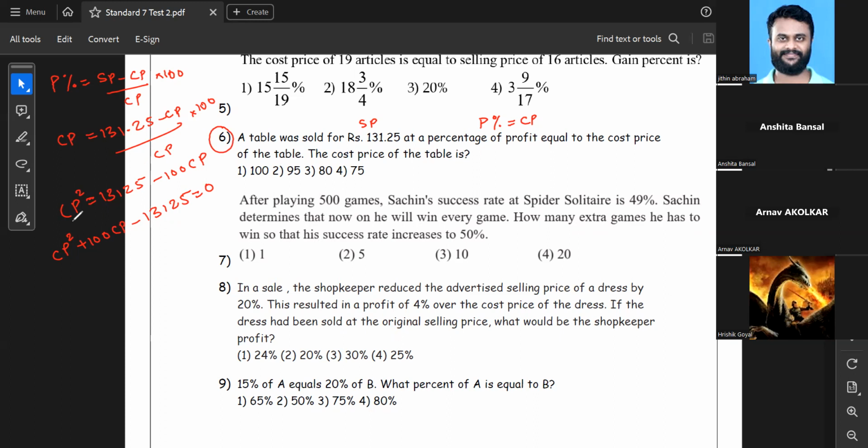We can solve it by quadratic, but I'm just thinking for a moment whether we can use any other method rather than directly using quadratic.